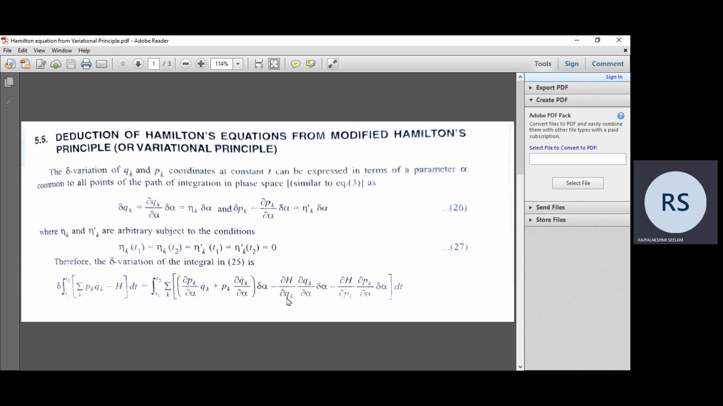Now we have to expand delta H. We are multiplying with dou qk and dividing with dou qk, simultaneously multiplying and dividing with delta alpha. So here we have considered the coordinates qk and pk and expressing in terms of alpha. So here dou H, multiplying and dividing with dou qk, multiplying and dividing with dou alpha. And here also with pk, multiplying and dividing dou H with dou pk and dou alpha. So here we have expanded this term, into dt.